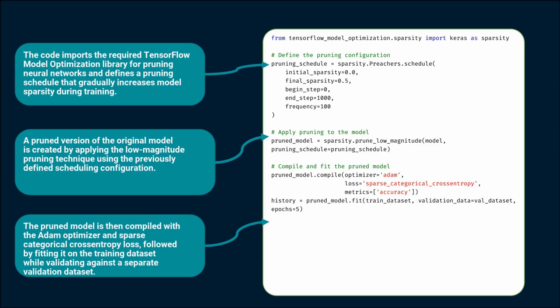Once the pruning schedule is defined, we apply it to our existing model using the prune low magnitude function. This enhances the model's efficiency by reducing the number of parameters, which translates to faster inference times. After refining the model with pruning, we compile it again with the Adam optimizer and a loss function suited for sparse categorical output. Finally, we fit the newly pruned model on our training dataset while validating on a separate validation dataset, reinforcing its learning and adaptation to the task at hand.